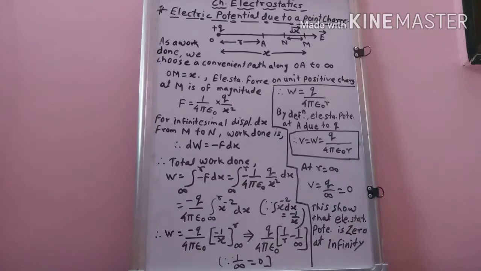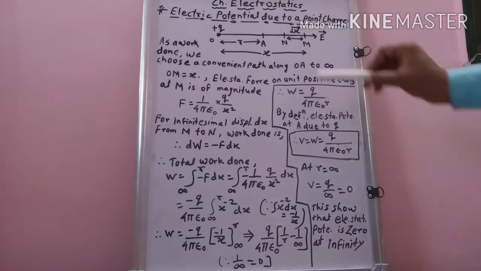At the last lecture we saw the concept of potential in the electrostatics chapter. Today we study electrical potential due to a point charge. In this part we shall derive an expression for the electrostatic potential due to a point charge.